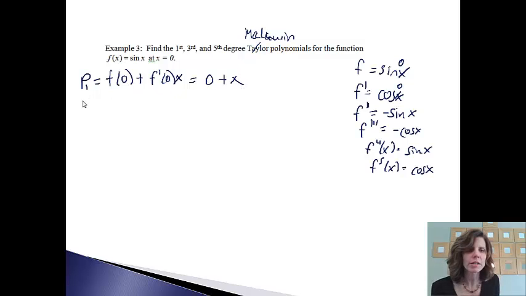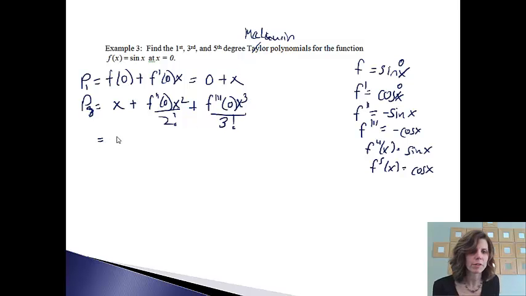All right, and then P3, we're going to go all the way to 3. We're going to have x, and that got me to my first degree, so I have to add in my second degree, x squared over 2 factorial, and I also have to add in my third degree, x cubed over 3 factorial.